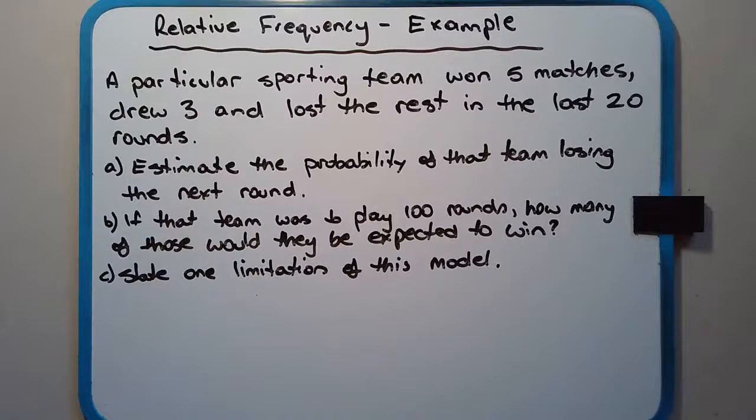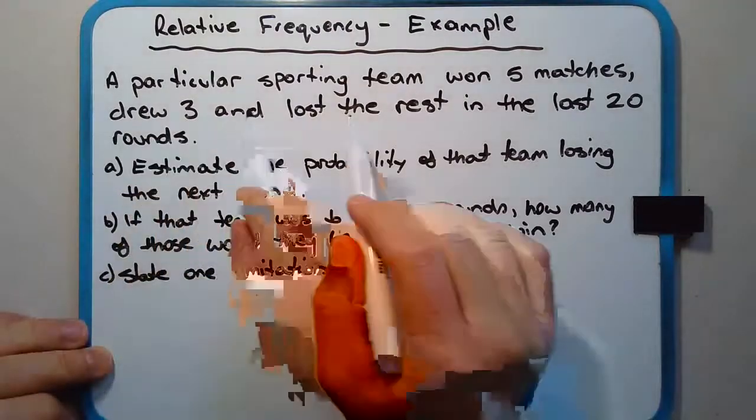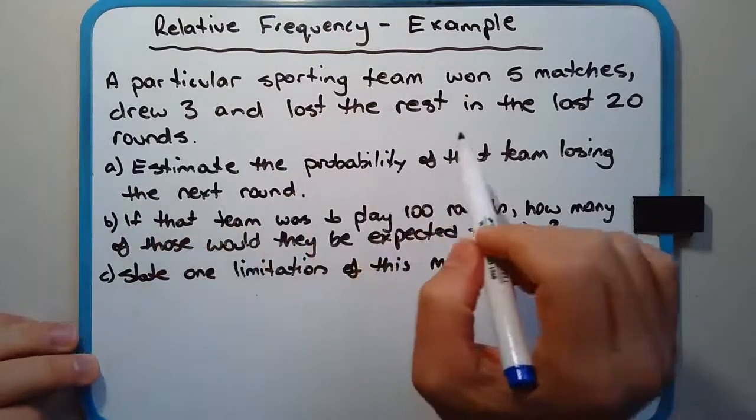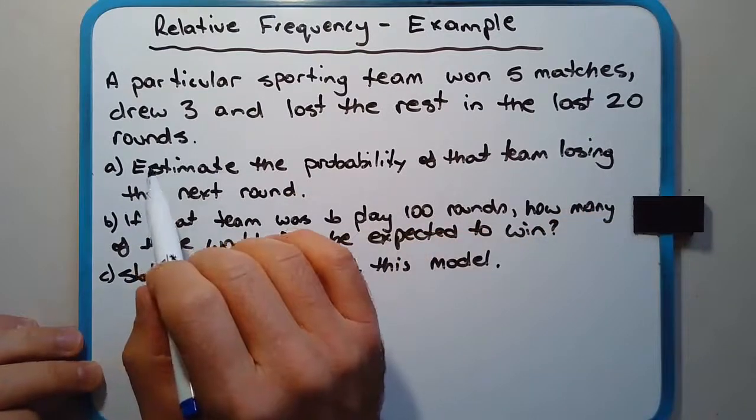Let's have a look at an example of relative frequency. Relative frequency is really just a way of helping us estimate the probability of an event or a situation where it's practically impossible, or at least very, very difficult, to determine using theory alone. So a particular sporting team won 5 matches, drew 3, and lost the rest in the last 20 rounds.